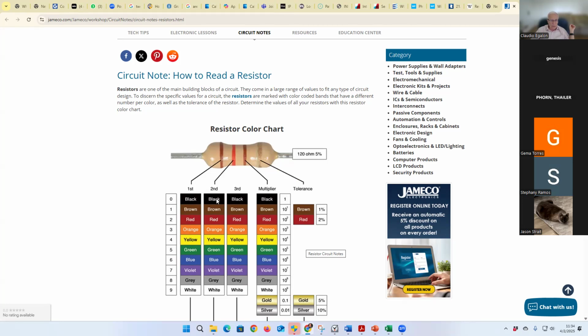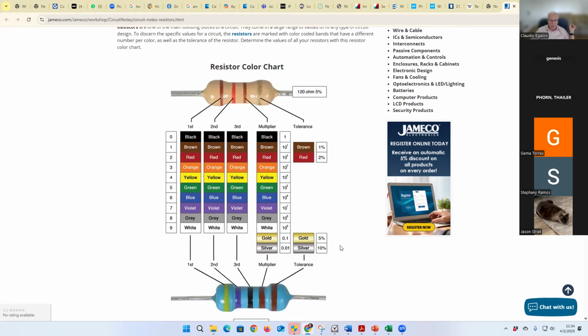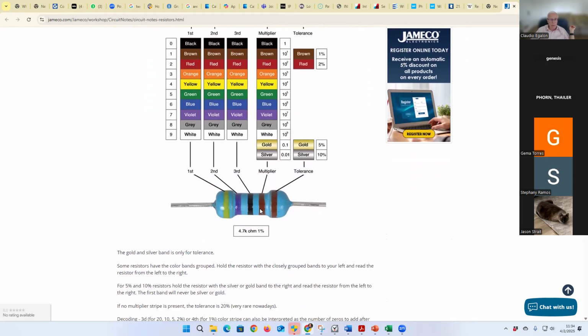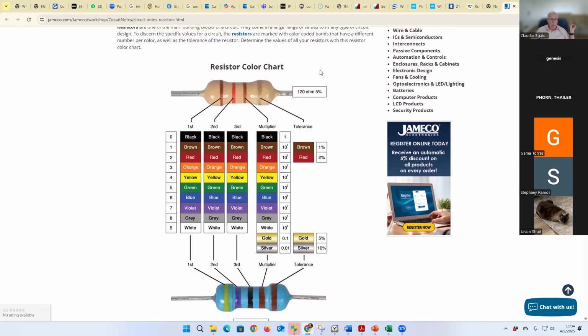Like this first, the second, this third, then the multiplier factor, and the tolerance, okay? Depending on the color of the tolerance band, you can have anything between 1% and 10%. So here you go. Here's an example of a 5 color code resistor. But the one that is more widely available is this one, with only 4 colors.